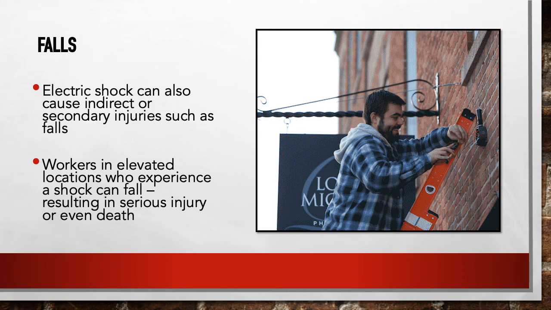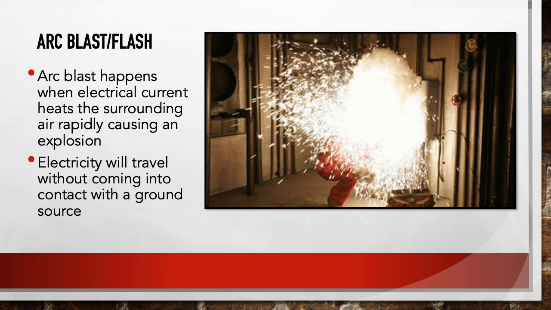So falls happen, obviously, when you come into contact with an electrical conductor that is live or energized. You get a shock and then you fall because you lose control of your center of balance, center of gravity. So that's one of the most common indirect injuries that happen with electricity. So if you're working at heights, definitely make sure that you're tied off for one, and absolutely make certain that your equipment is locked out and tagged out.